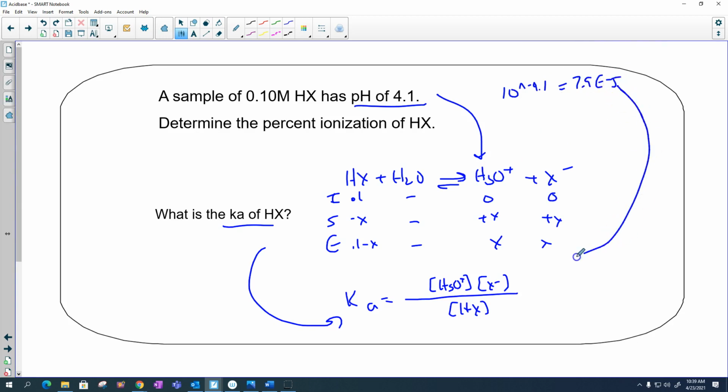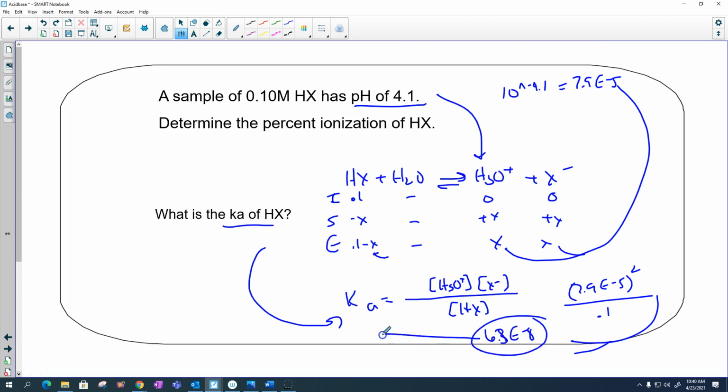7.9 e to the negative fifth gets plugged in here, and it's also going to get plugged in here. So it's 7.9 e to the negative fifth squared over the original. You could plug it in if you want, but that's basically going to be 0.1. That's our shortcut rule in action, and there we go for our Ka value. It's starting to get a bit off of what we normally would calculate, but let's calculate it out. Square that top number and divide it by 0.1 equals 6.3 e to the negative 8, if I didn't make a mistake. 6.3 e to the negative 8 is my Ka value.